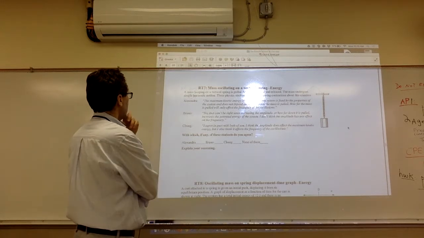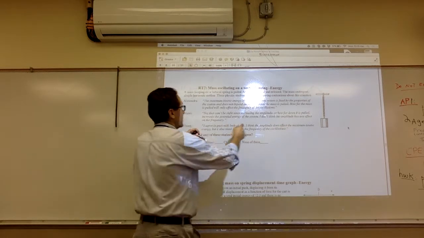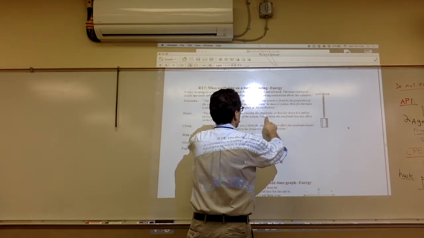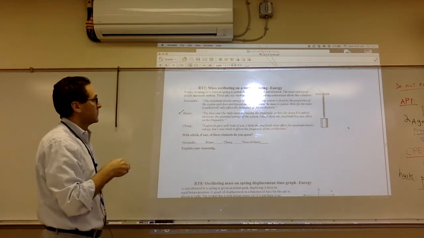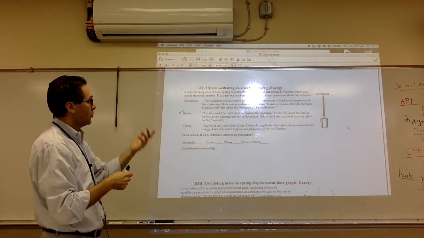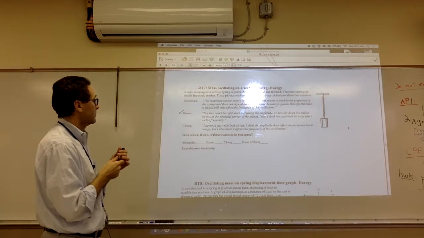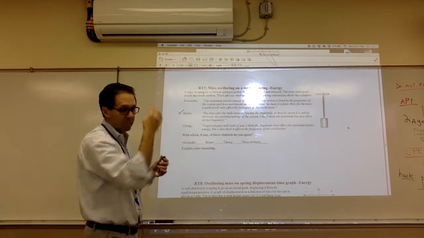Let me see what Bruno said. No, that can't be right, since increasing the amplitude or how far down it is pulled increases the potential energy of the system. Oh yeah, Bruno was right. So the amplitude has an effect. So Bruno is the one that's correct, because the more amplitude, the more energy is stored in the spring, and the more kinetic energy you're going to end up with. Yep. Okay.